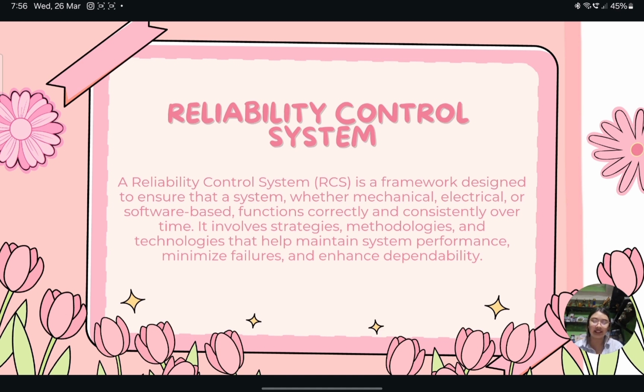So, reliability control system, or the RCS, is a framework designed to ensure that the system, whether mechanical, electrical, or software-based, functions correctly and consistently over time. It involves strategies, methodologies, and technologies that help maintain system performance to minimize failure and enhance dependability, right?